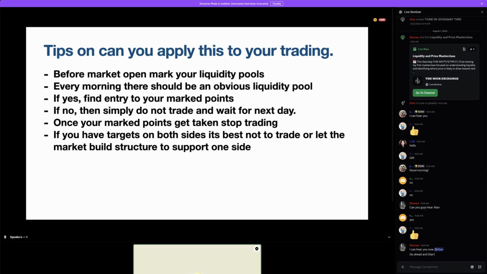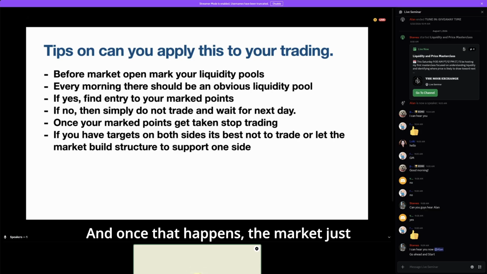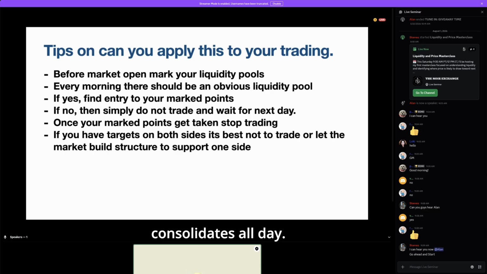Because a lot of the time, I noticed it pretty early on, you'll mark these points and they'll get taken. And once that happens, the market just consolidates all day, and you don't want to get caught up in that consolidation. The thing I like to say is you only have to be right once. And that's the point with these little draws on liquidity. You only have to find one a day. And after that, you're just gambling, in my opinion.